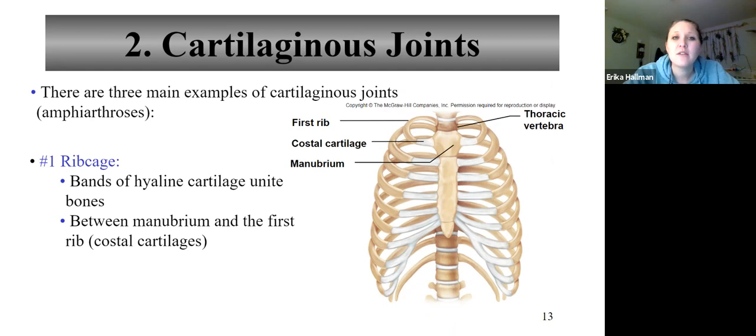The middle ground here is the cartilaginous joints. So there are three main examples of these. The first is in the rib cage. So you can see that the first rib down to about the sixth or seventh rib are all connected directly from the back of the vertebral column to the front of the sternum and the manubrium. Then you have the false ribs that are connected to a piece of cartilage, which then in turn connects to the sternum. But regardless, the rib cage is made out of these bands of hyaline cartilage.